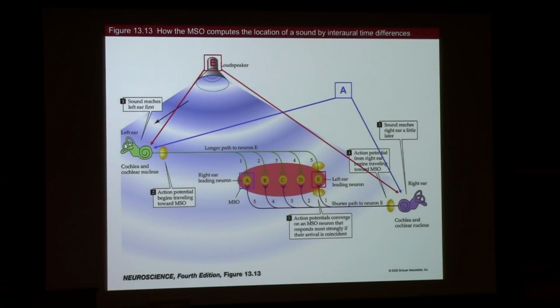Now, what if we change the location? Sound comes from the right end. By the same argument, this neuron would fire. So you can see here that different locations along this space will be encoded by each of these neurons. This is called coincidence detection, where you basically calculate delta t.